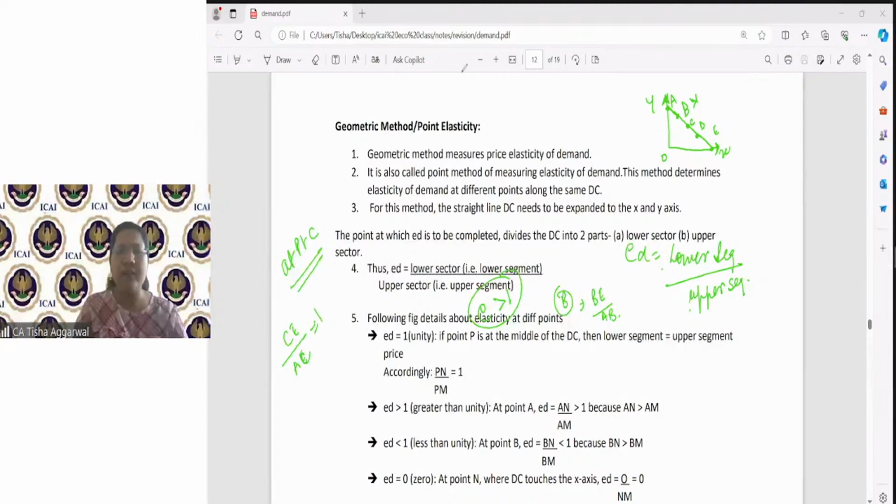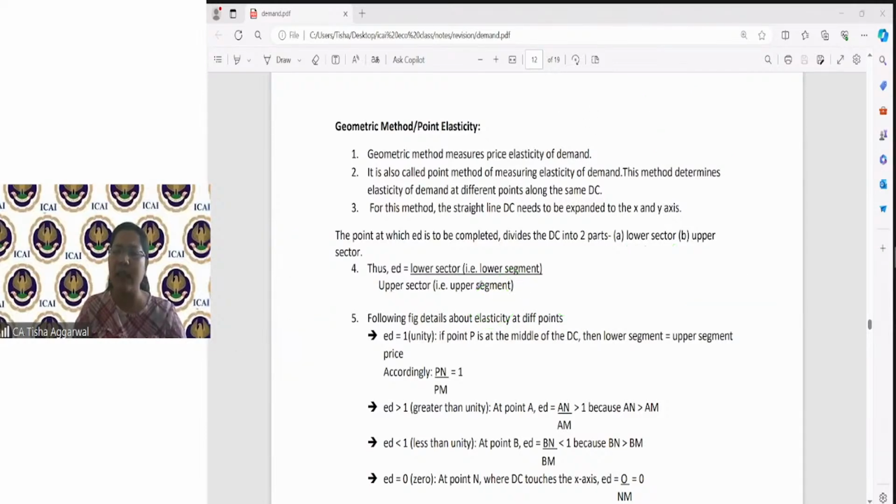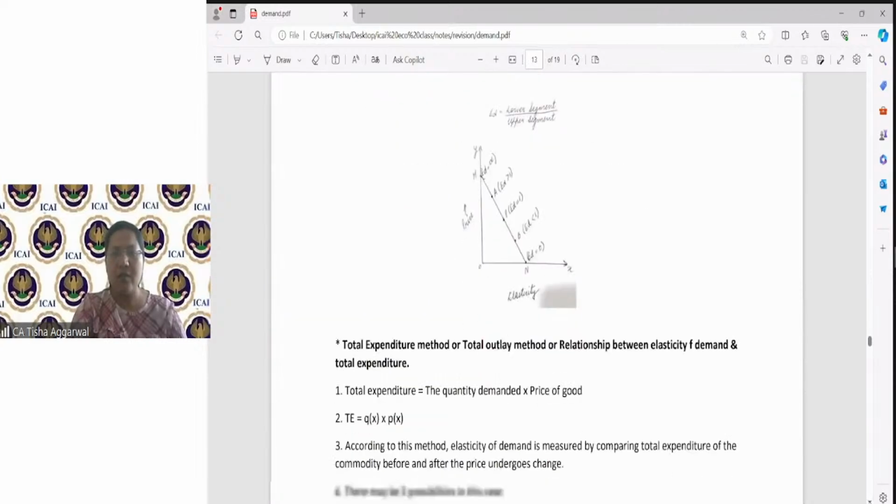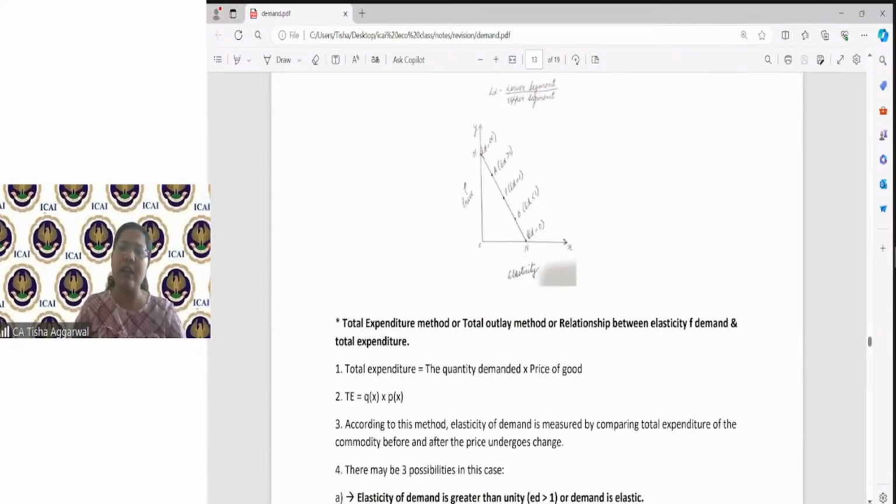Whenever we talk about the concept of the geometric method, we always look at the diagram, and at that point we find the lower segment upon the upper segment. I hope this is clear to everybody. And this is how we have computed the point elasticity method. Now, if you are using this, you can always refer to this diagram and see how easily it has been made, how you divide it into the lower segment and the upper segment.